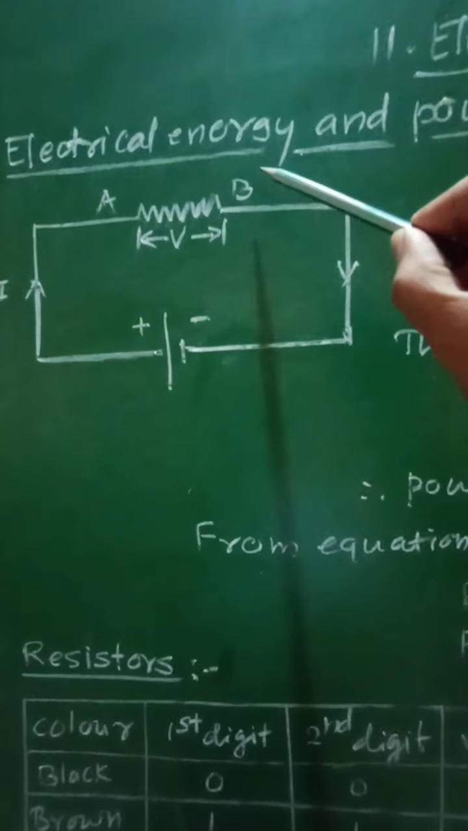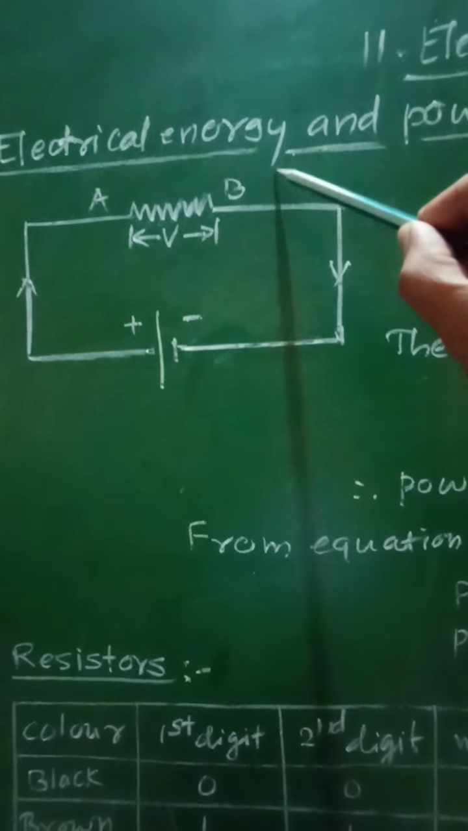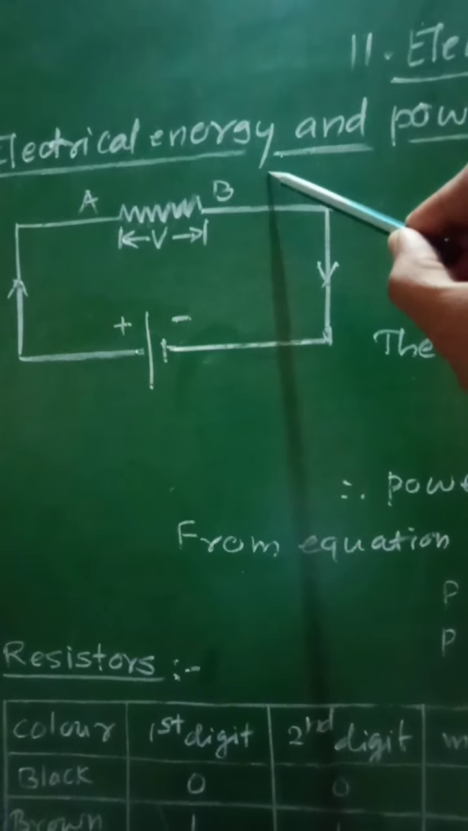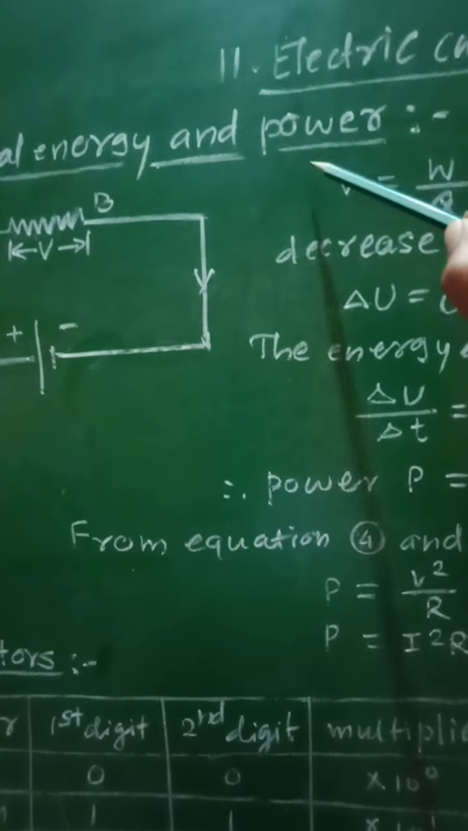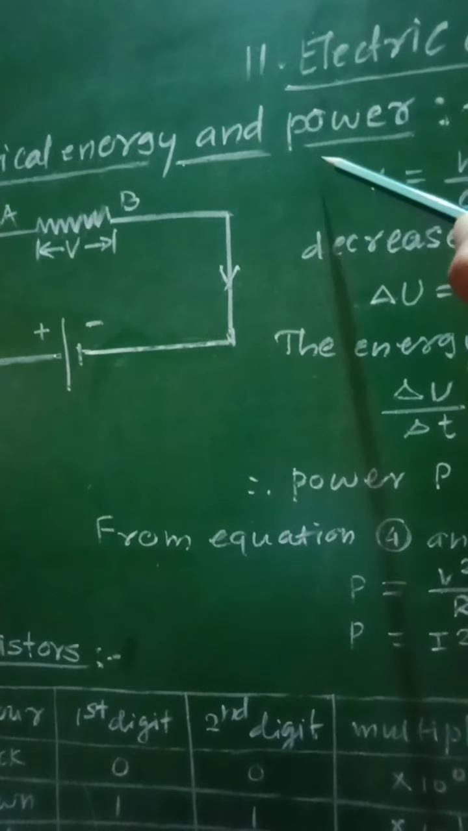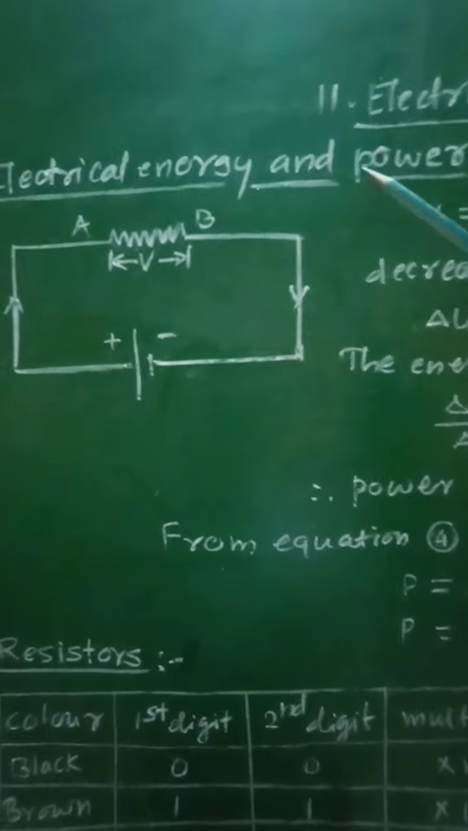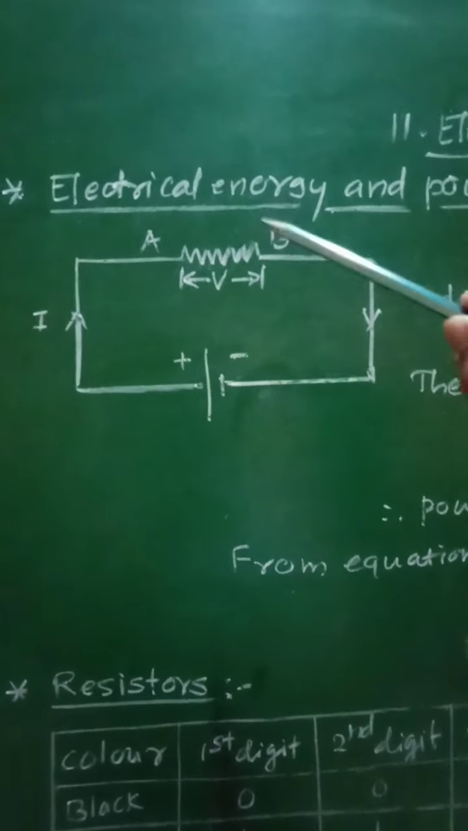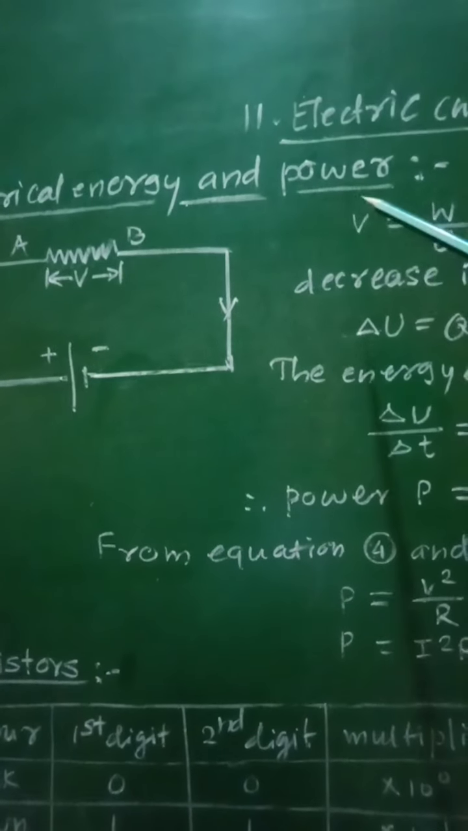So, the mechanical energy is defined as the capacity of a body to do work, and the mechanical power is defined as the rate at which work is done, that is, rate of doing work is called power. Now similarly, in case of electricity, we will have to find out electrical energy and electric power.